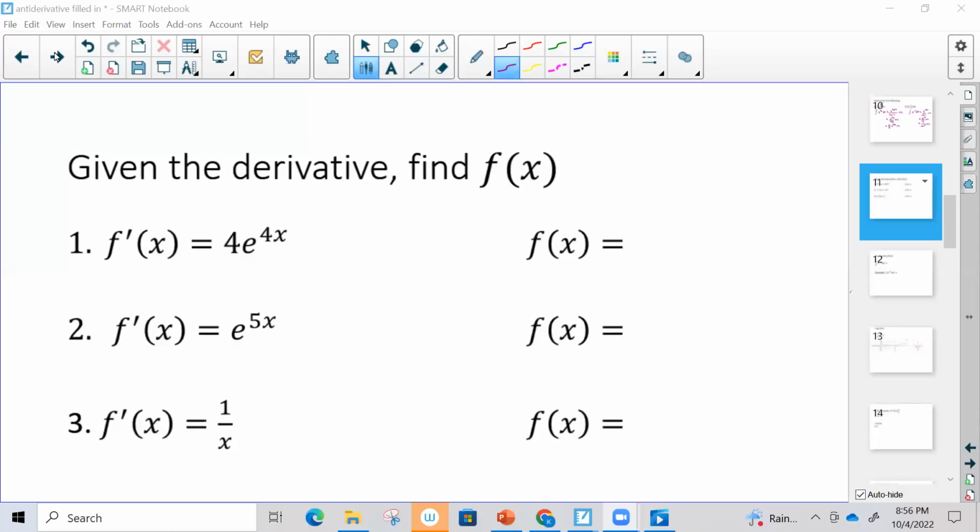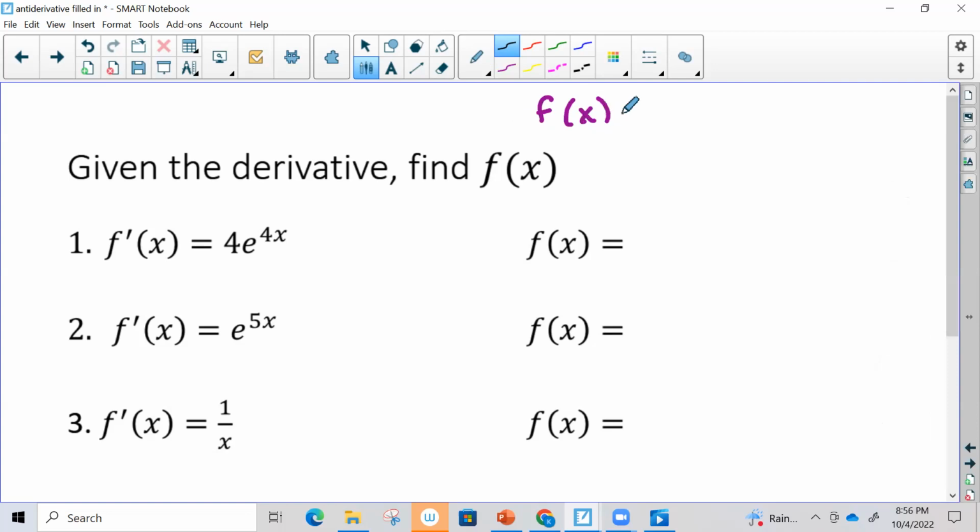So we also want to be able to find the antiderivative of e to something. And then there's this one special case of 1 over x, which we'll get to as well. So if we think about, okay, whose derivative is 4e to the 4x? If we first just think about our function e to the kx, and we took the derivative of that, we got e to the kx times the derivative of kx, which was this k. So it was like k e to the kx.